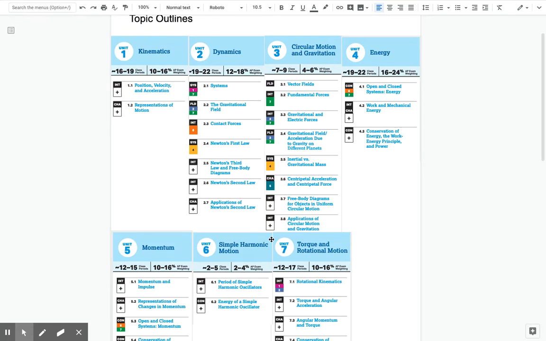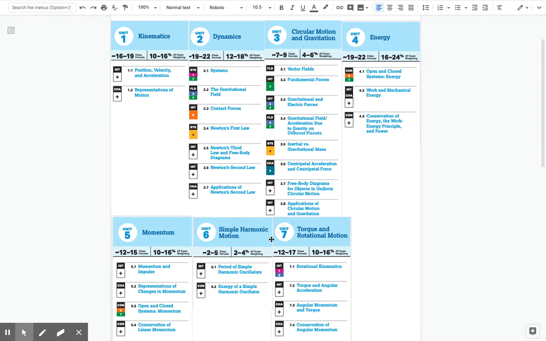Unfortunately, again, they took off 2 units that we already spent a considerable amount of time learning. So unfortunately, those units will not be on the AP exam. But that's okay. We have 2 more units to cover. We have energy, which we are in the middle of talking about right now, and then we have torque and rotational motion.